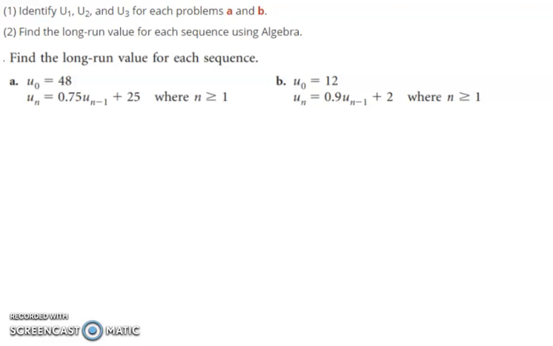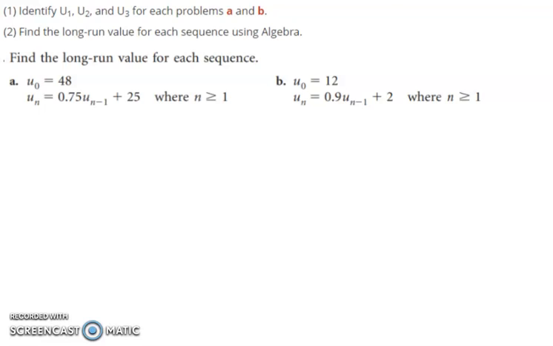Okay, in this set of problems, we're going to establish for problems A and B the U1, U2, and U3 values. And then from that, based on the graspable math activity that was just completed, we're going to establish the long-run value. So if you go ahead and do problem A, turn the video off, complete problem A, and then turn the video back on to check your answers, or if you need additional assistance on problem A, then use the video as a teaching tool.